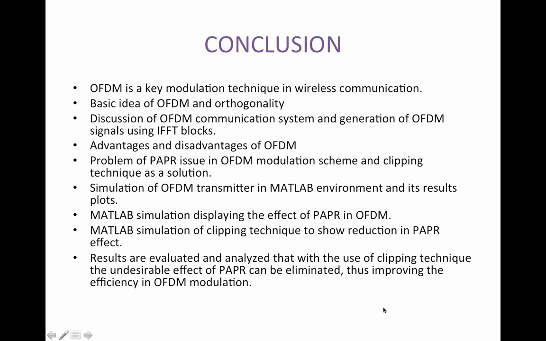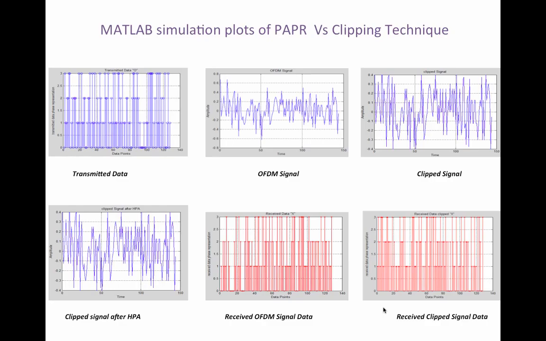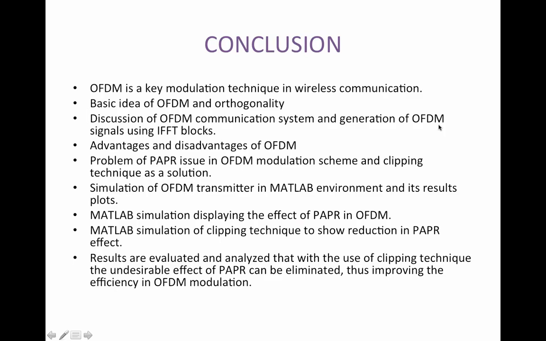So overall, as my result, you can see from the plots I showed that our signal after clipping is very good compared to the signal before clipping, because before clipping there is a high PAPR problem, which is removed by the clipping technique. Hence, it's an efficient technique to solve a problem or disadvantage of the OFDM communication system.